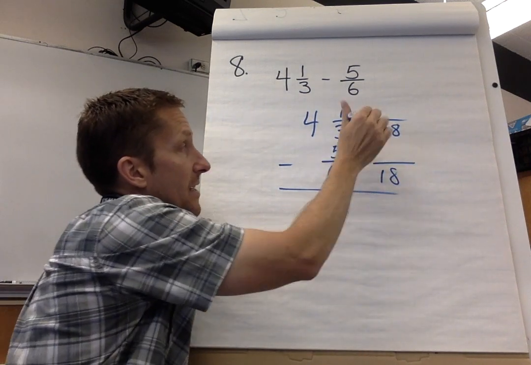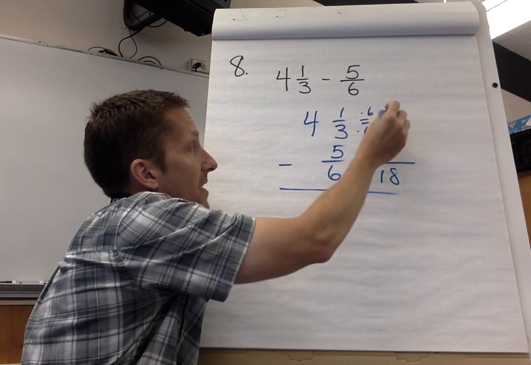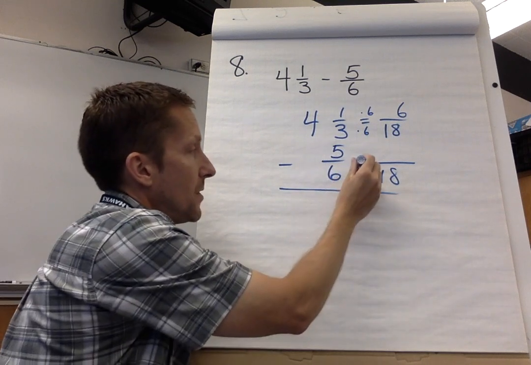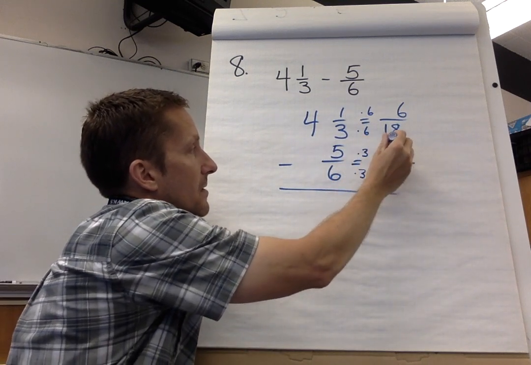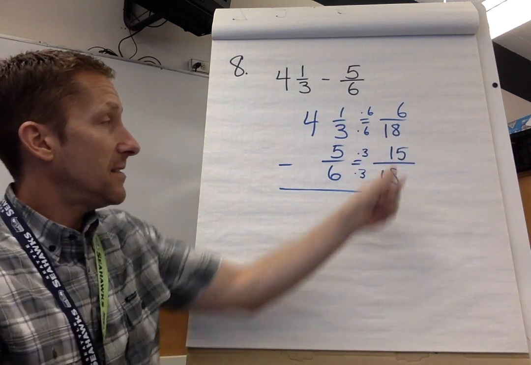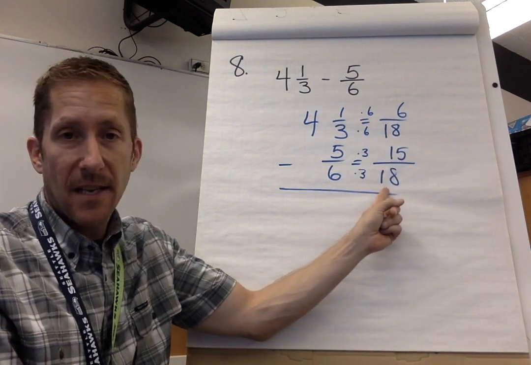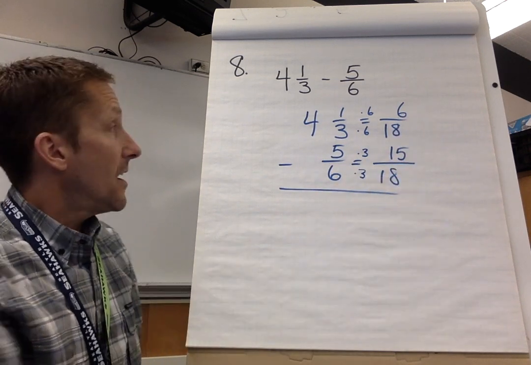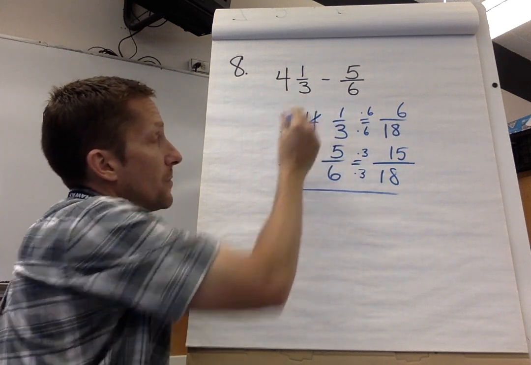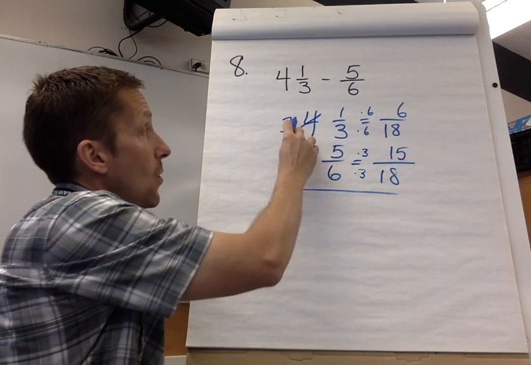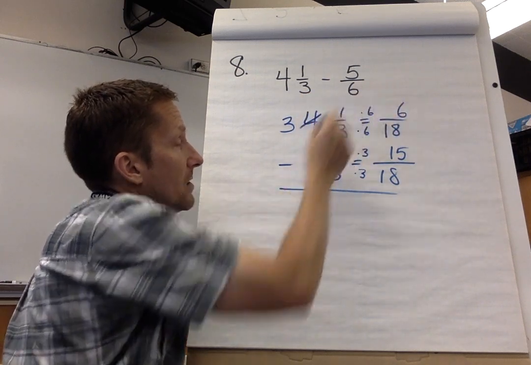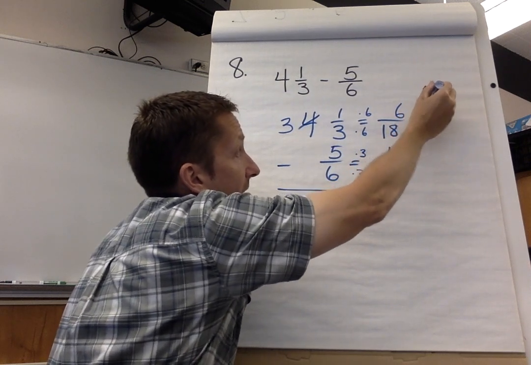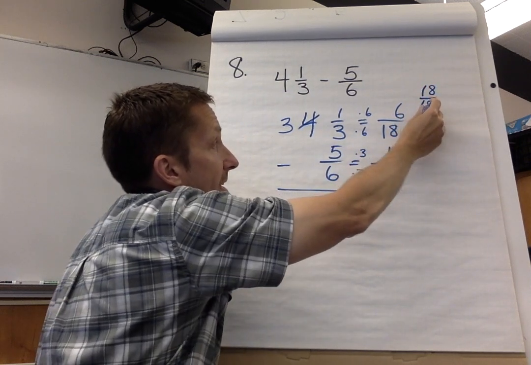How did I go from 3 to get to 18? Multiplied by 6. How did I go from 6 to get to 18? Multiplied by 3. So now I've got 6/18 subtract 15/18. Well, I can't subtract 6, take away 15. I need to borrow 1 whole from the 4 wholes. But when I bring over that whole, I'm bringing 1 whole over here to the fraction side, but when I bring that over, it comes over as 18/18.